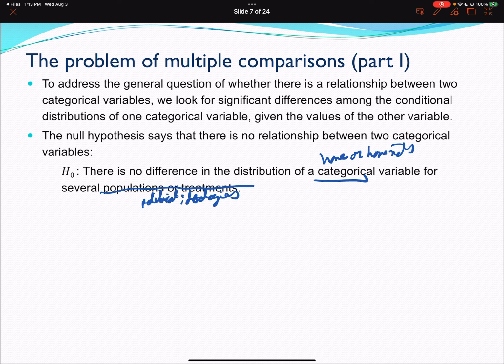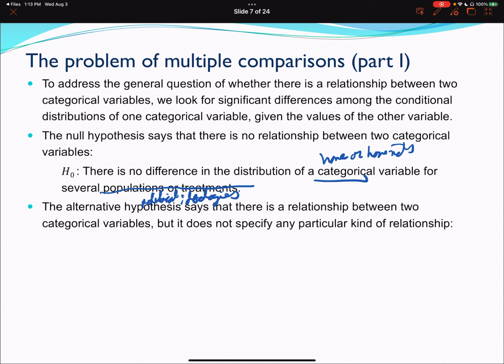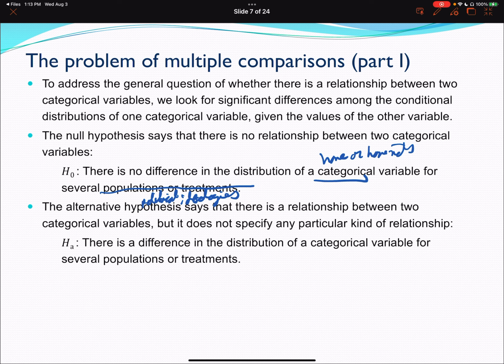Our alternative hypothesis says there is a relationship between the two categorical variables, but doesn't specify any particular type of relationship. So our alternative hypothesis is there is a difference in the distribution of a categorical variable for several populations or treatments. From our previous example, there is a difference in the distribution of haves or have-nots for several political ideologies, right?